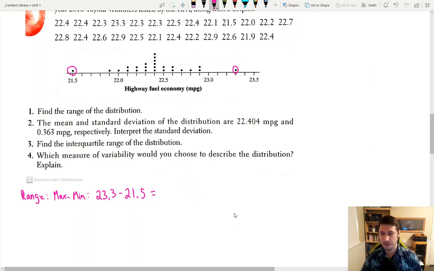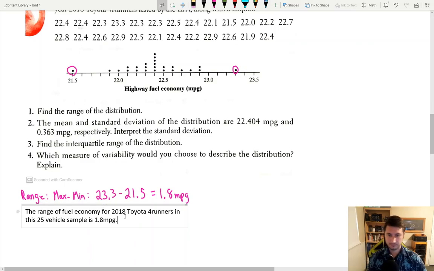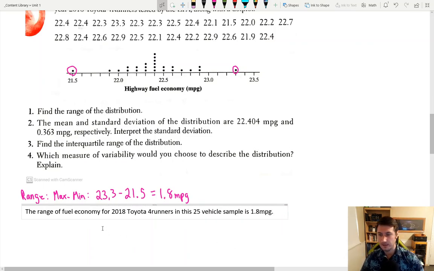So that gives us our range, which is going to be 1.8. Now it has units, 1.8 what? Miles per gallon. We're looking at fuel efficiency rating. So context, context, context. All right. The range of fuel economy for 2018 Toyota 4Runners in this 25 vehicle sample is 1.8 miles per gallon. Again, do the math, and then you have to interpret what your answer means in context.